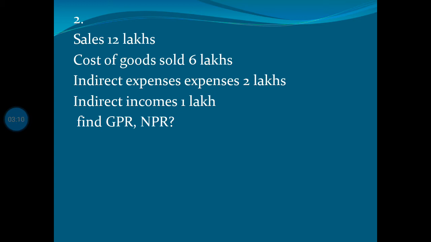Gross profit ratio, we know, is gross profit divided by net sales into 100. How to calculate gross profit? Sales minus cost of goods sold. Then second one is net profit ratio. How to find net profit? Gross profit minus indirect expenses plus indirect income. From gross profit, deduct indirect expenses and add indirect income back, then we will get net profit. So the equation is net profit divided by net sales into 100. You solve these equations, find the answer and send it to me on my WhatsApp number personally.